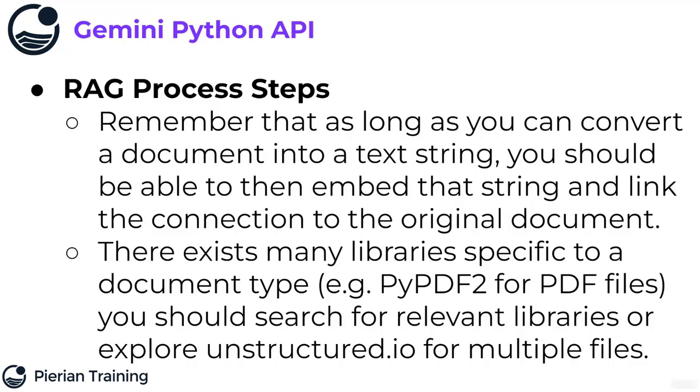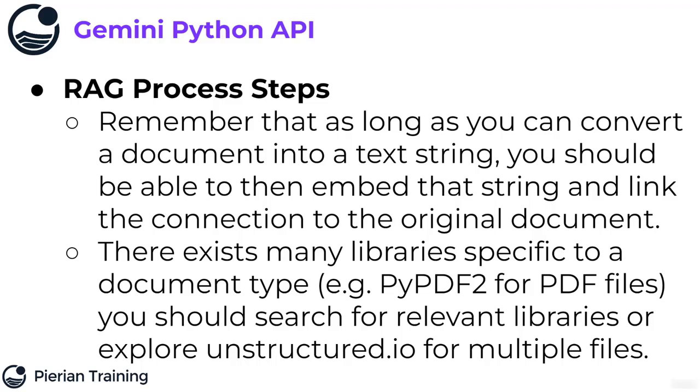You should remember that as long as you can convert a document into a text string, you should be able to embed that string and link the connection to the original document. I should point out there exist many Python libraries specific to a document type. For example, there's PyPDF2 for PDF files. So if all your documents are PDF files, you could use PyPDF2 to extract all the text. That way you can vector embed that text, and then you have a match from a vector to the text to pass along with the augmentation of the original query.